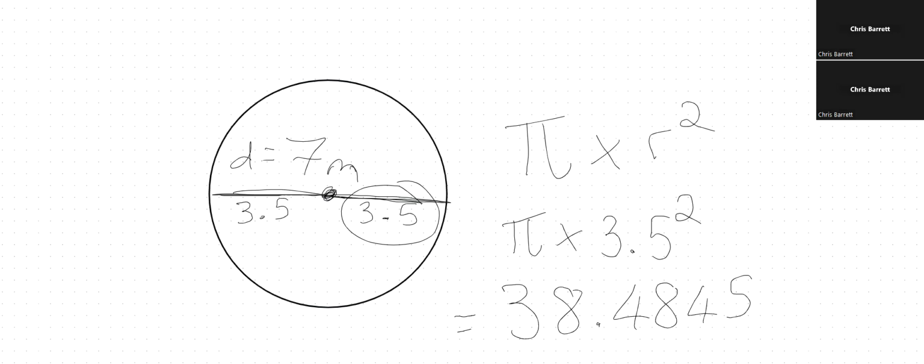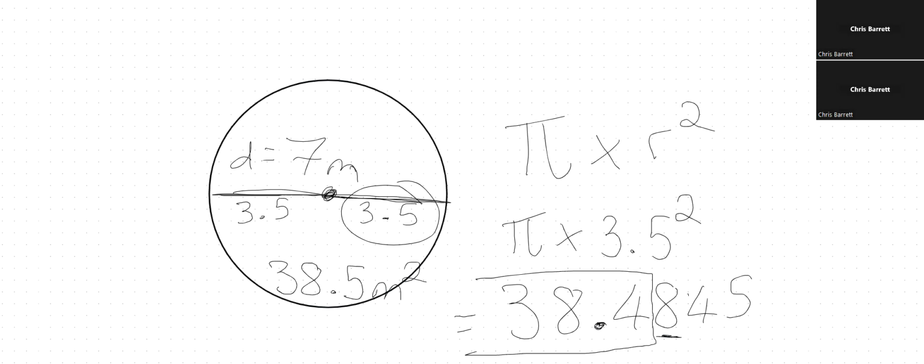So again, I'm going to do it to 1 decimal place. So I'm going to box around one number after the decimal point. So I've either got 38.4 or I've got 38.5. Because the 8 is the very next number, that means then that my area is going to be 38.5, and I'm in meters squared. So that is the area of a circle with a diameter.